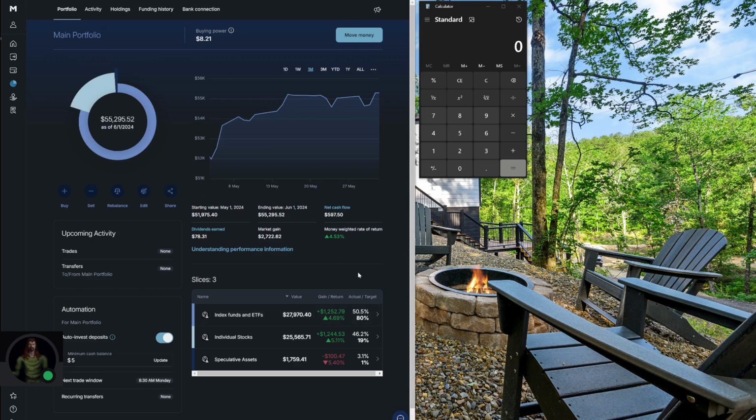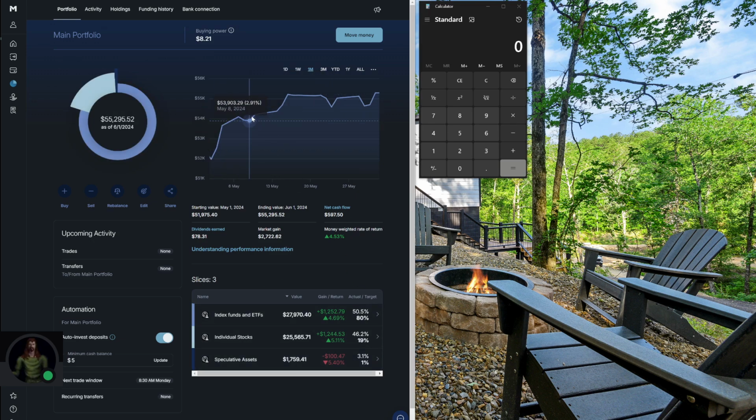The goal is to reach 80% of this portfolio in index funds and ETFs, 20% in individual stocks. Right now it's at 19% because there's some speculative assets I have set at 1% I'm trying to get rid of, but I'm waiting to exit those positions strategically.